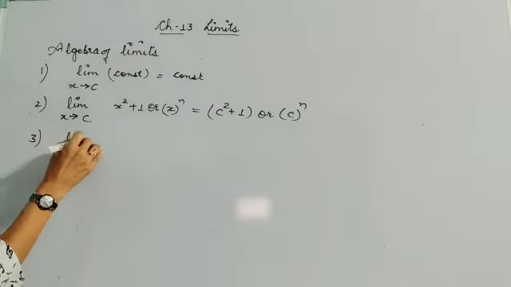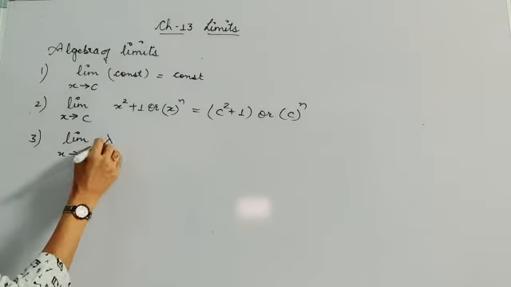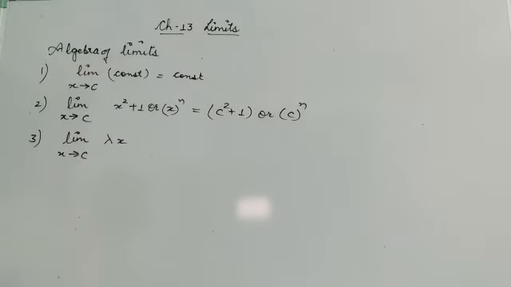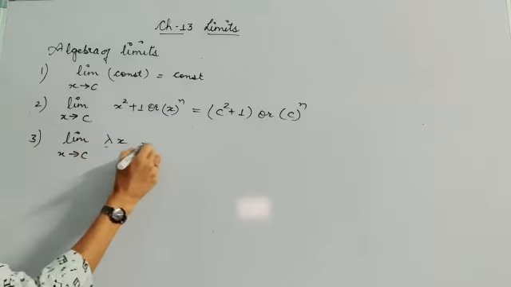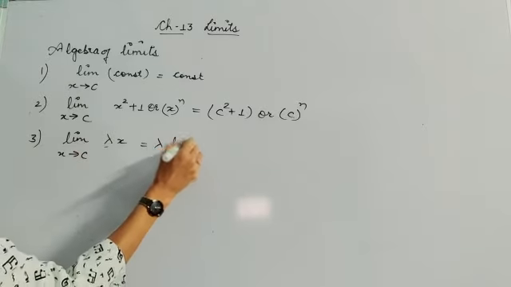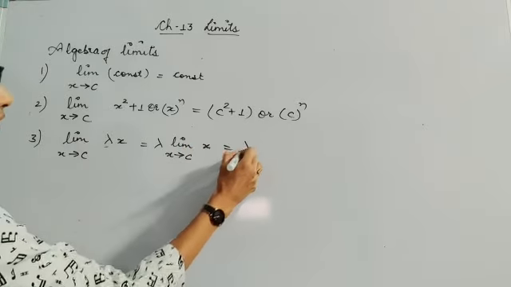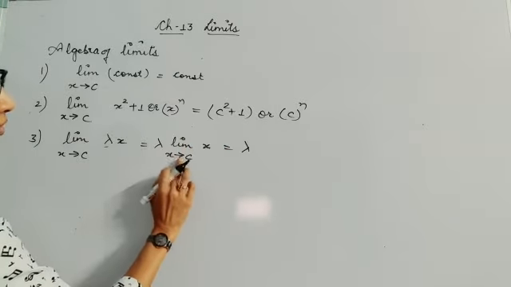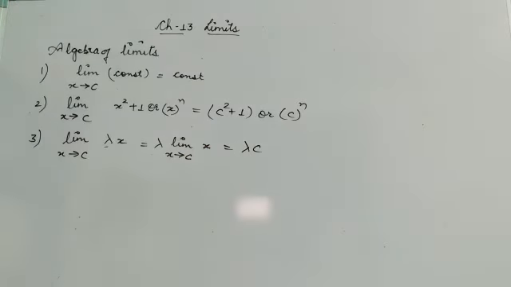If your limit x tends to c is given to you, and some constant value is multiplied with the function, then this constant value can be taken out and you can simply write it as lambda times limit x tends to c f(x). When you put x tends to c, your answer would be lambda times f(c).